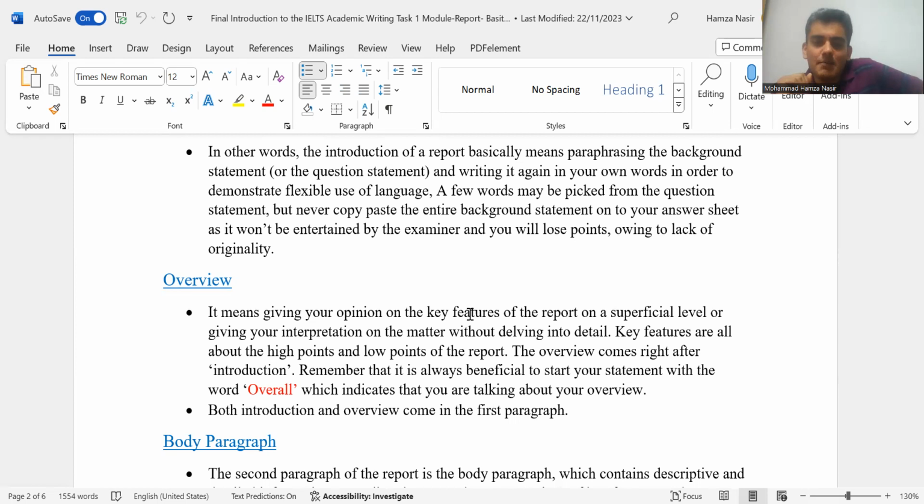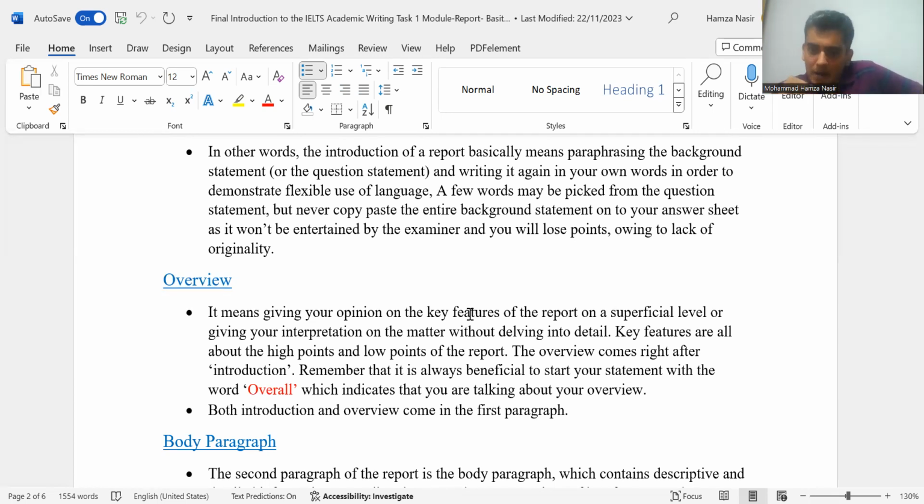Remember that it is always beneficial to start your statement with the word overall. You've got to make it easy for the examiner. When you begin your overview with the word overall, as I've highlighted here in red, it shows the examiner that you're talking about your overview. So as per the approach that I recommend and endorse, both introduction and overview can preferably come in the first paragraph. You talked about the introduction, you talked about the overview, boom, you're done with the first paragraph.